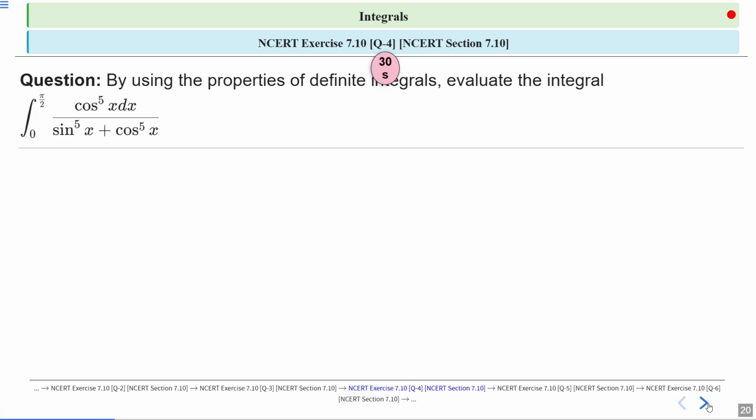Now, the next question is, find the value of the definite integral from 0 to pi by 2 of cos^5 x dx by sin^5 x plus cos^5 x. So just try.